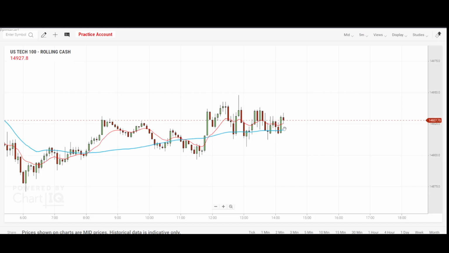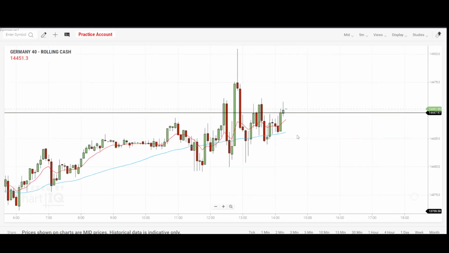US Tech still no opportunity, but this looks like a new opportunity with DAX, but I will not take it because of this huge movement over here. See this? The price had tried to go till here but was rejected and pushed down, which tells me it will struggle. So I'm not going to take a position and try to win against this. So no trade over here.